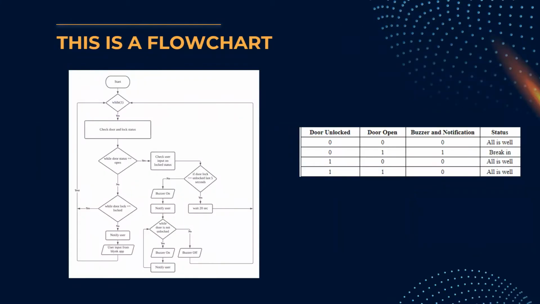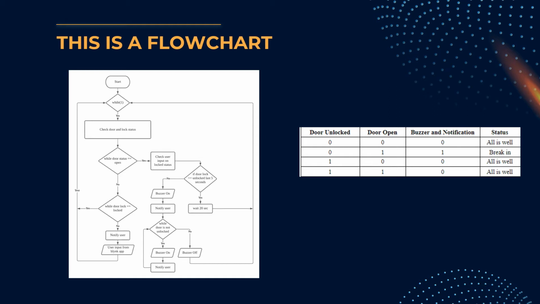Next, I will be explaining the flowchart of the system. The flowchart of the system begins with an execution of the system that will run forever as long as it is powered by a power source and connected to the server. While running, the system will continuously check the status of the door and the door lock. If the door is closed and locked, the system will do nothing and check the status of the door and the door lock again.